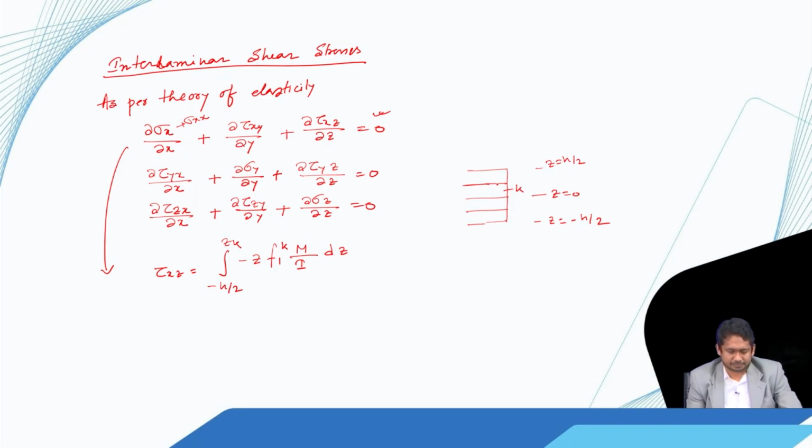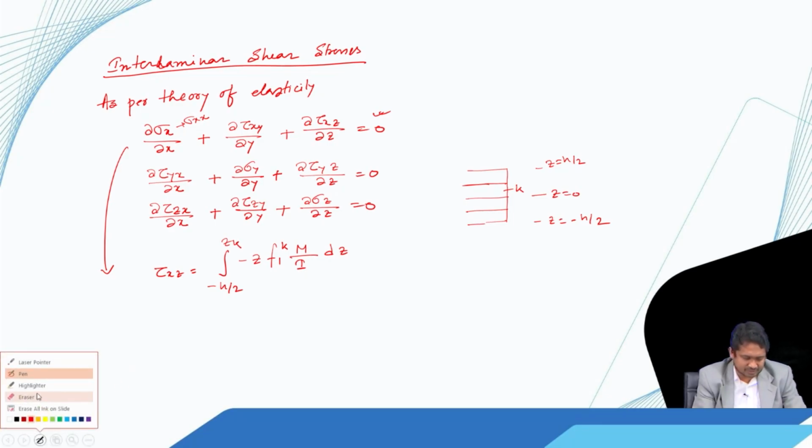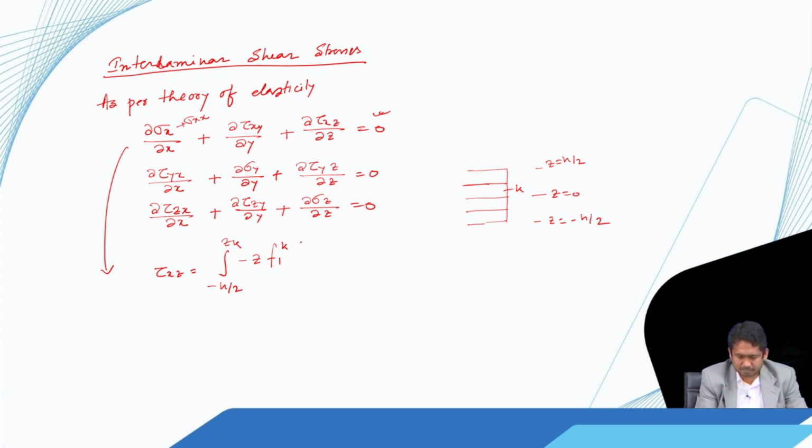Now, okay, just one thing here: because we are integrating this, differentiating this with respect to x, this quantity is going to be dM by dx, and then we have 1 by I and dz.